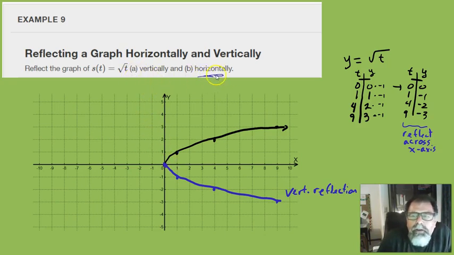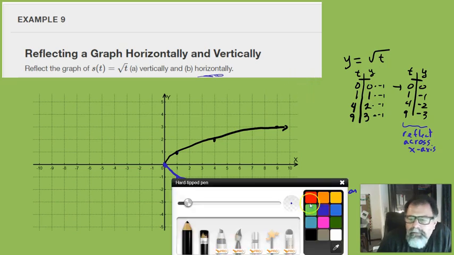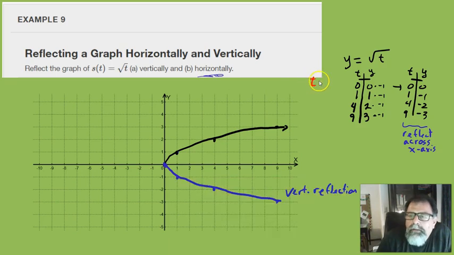Now we want to do horizontally. So horizontally, let's do this one in red. Let's start from our original one. And then we have to multiply all the inputs by -1. So we get -1 times 0 is 0, -1 times 1 is -1, and the y coordinates are going to stay the same.